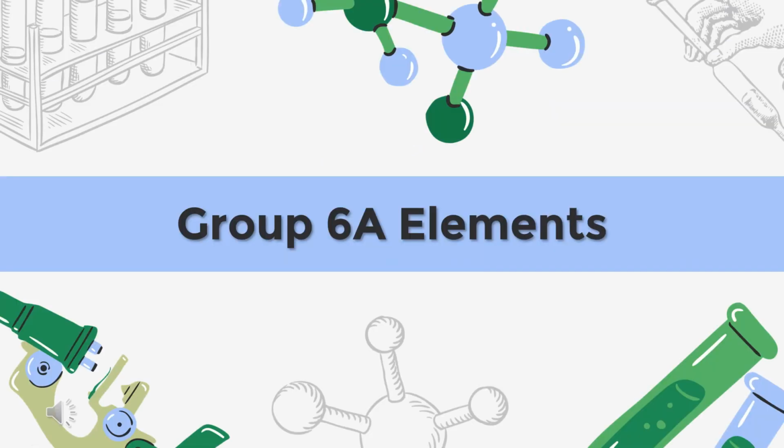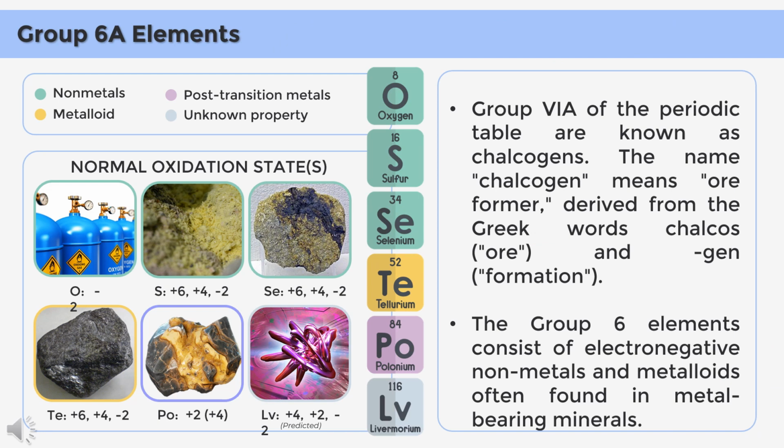Let's proceed to Group 6A elements. Group 6A of the periodic table are known as chalcogens. The name chalcogen means ore former, derived from the Greek words chalkos, meaning ore, and gen, meaning formation. The group 6 elements consist of electronegative nonmetals and metalloids, often found in metal-bearing minerals.